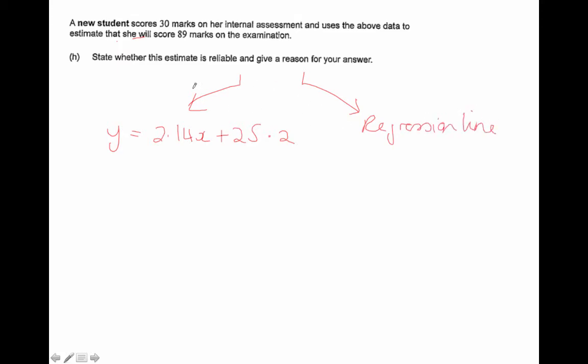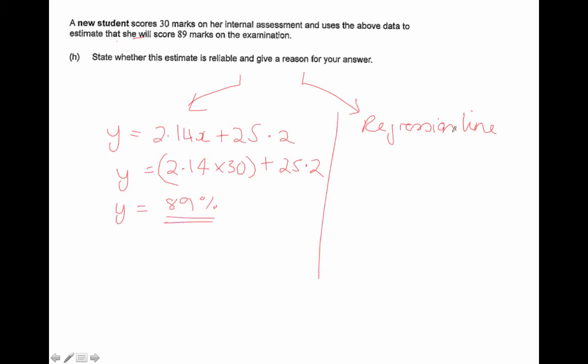So if you're going to be using the equation, you'd have to substitute, what did she get, 30 on her internal assessment, so 2.14 times 30 plus 25.2, so you would expect her to get, I think it came out as very close to 89, I don't have the calculator on me right now, you can check it.